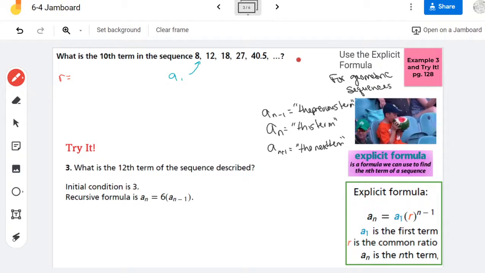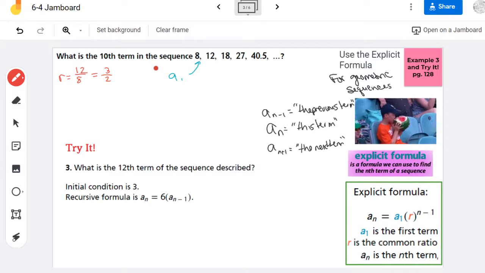So my common ratio in this situation, I'm going to take just a number and divide it by the number before it. Doesn't matter which set you choose, but it has to be a pair that are adjacent, which means next to. I'm going to reduce that fraction as well. So 12/8 is the same thing as 3/2.